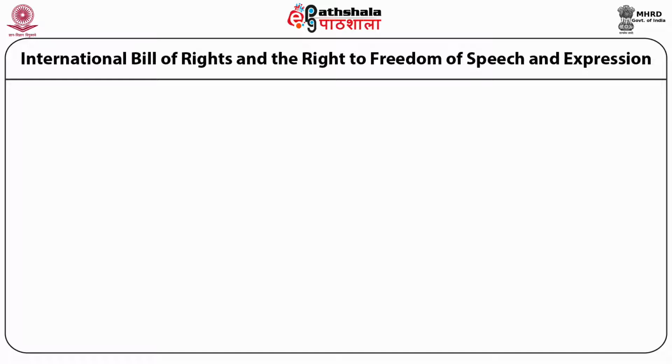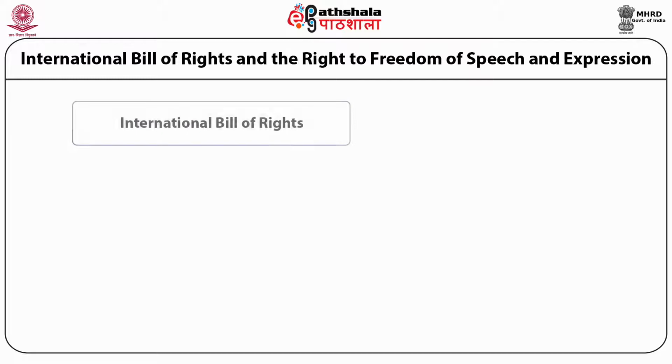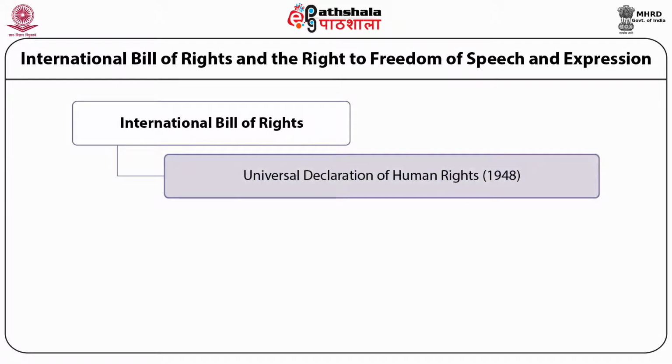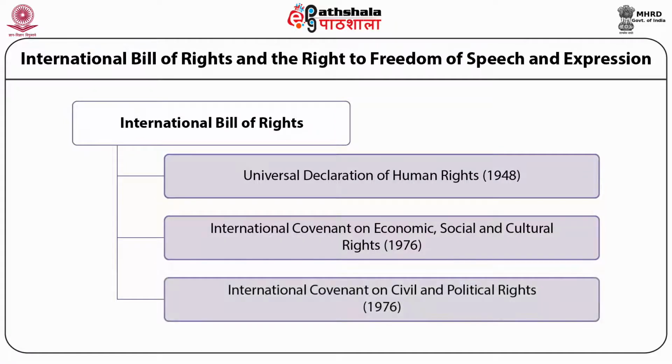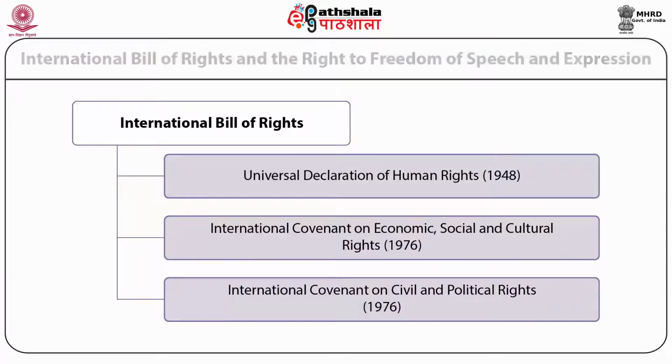Let's start with the International Bill of Rights and the right to freedom of speech and expression. The International Bill of Rights is a name that is used for three instruments that are collectively known as the International Bill of Rights. The Universal Declaration of Human Rights, passed in 1948, the International Covenant on Economic, Social and Cultural Rights, passed in 1976, and the International Covenant on Civil and Political Rights, also passed in 1976.